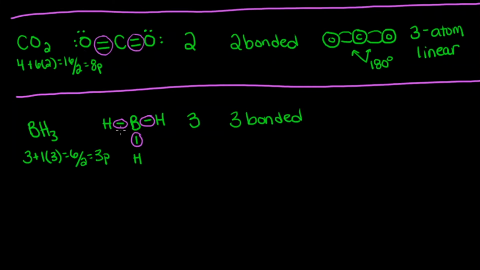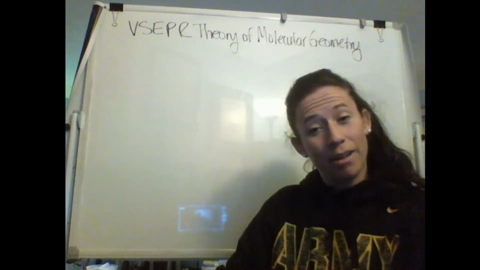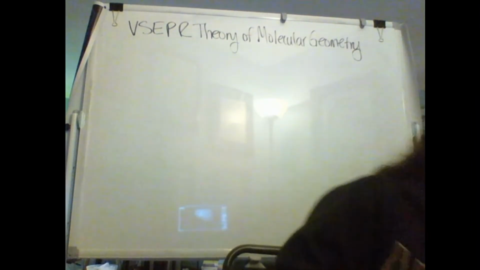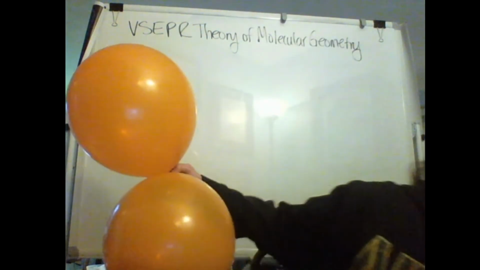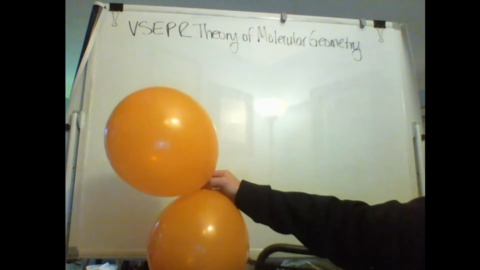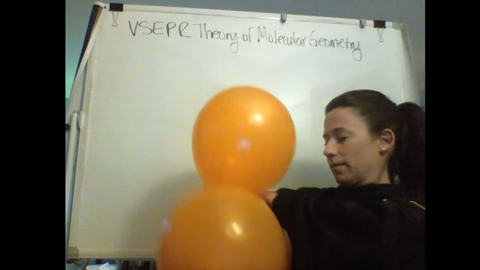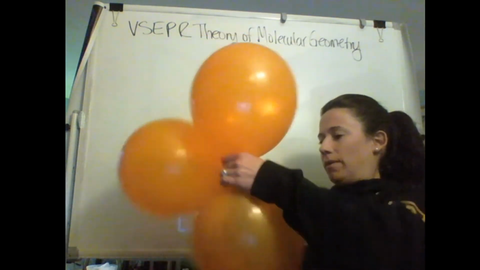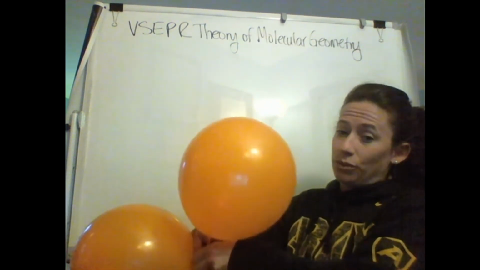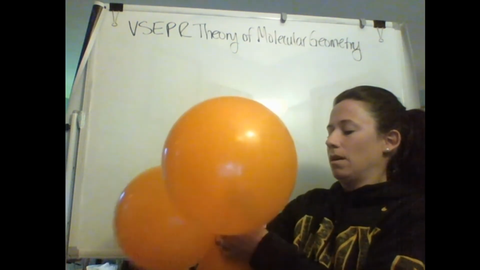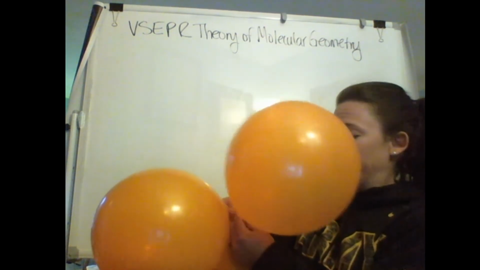And so now you're probably wondering, how are these guys going to arrange themselves? Well, lucky for you, I have another balloon. So I'm going to take my 2 domains that were tied together, and I'm going to add to it a 3rd domain, where I'm going to tie a 3rd pair of electrons onto that central atom. And we're going to see what happens to the shape.